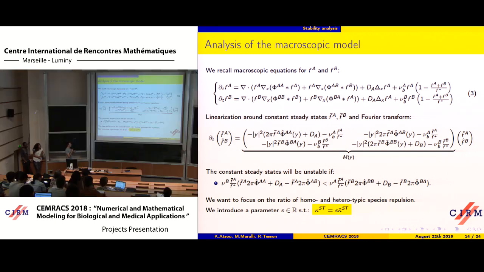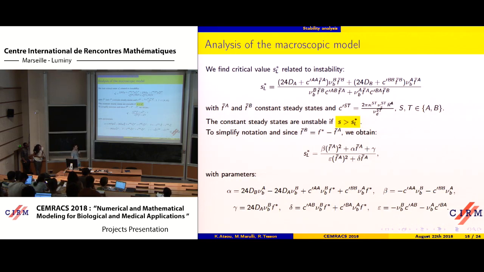Okay, but in this project, we mainly want to focus on the ratio between homotypic and heterotypic repulsion. So we set a parameter here, which is the parameter S. You just have to remember that the parameter S gives you this ratio. If you take a big S, that means that heterotypic repulsion is stronger than homotypic repulsion. If you take a low S, it's the contrary, and so you have a homotypic repulsion which is stronger.